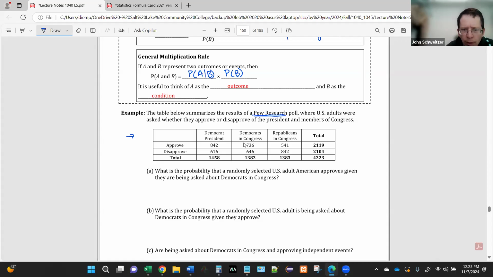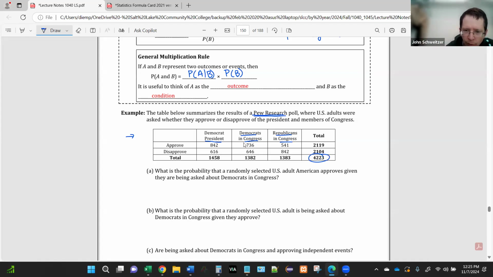And so this table, in this poll, they were asking about people's opinions about various political groups, right? So, there's the Democrat president, there are Democrats in Congress, right? And then there's Republicans in Congress, right? There's lots of other political groups, obviously, but to make this something we can do in class, we'll just focus on these three, okay? And then so they've got a large sample, right?